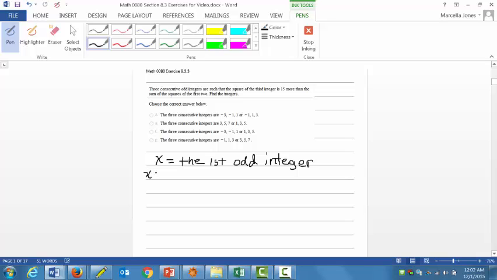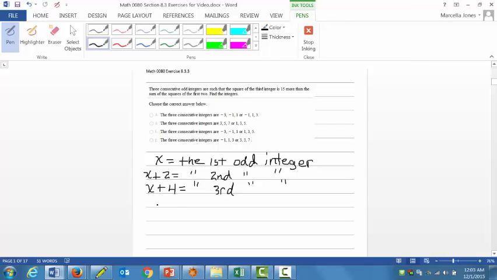then x plus 2 will be the second odd integer. So we're adding 2 to x in order to skip the even integer that lies between these two. And then x plus 4 allows us to skip that next even integer and land on the third odd integer. So x plus 4 is the third odd integer. And let's translate our statement.